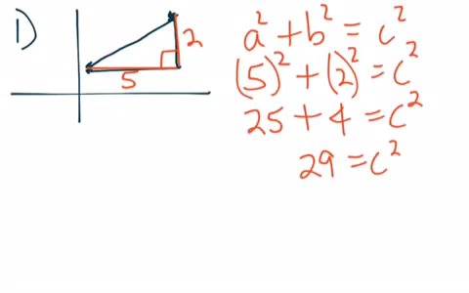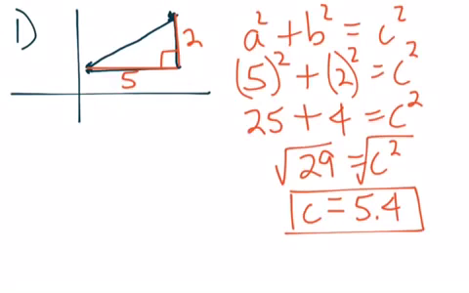And to undo a square, we have to do the square root. So C equals, and it tells you to round to the nearest tenth, so that would be 5.4. The 5.4 will not be exact on the diagram because it is at an angle, but you can see if you're at least in the ballpark.